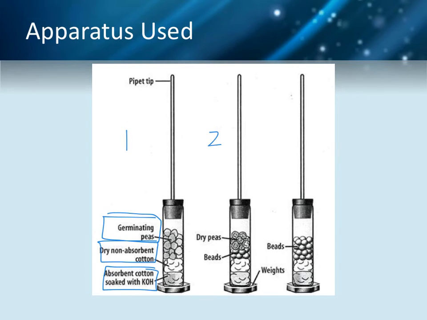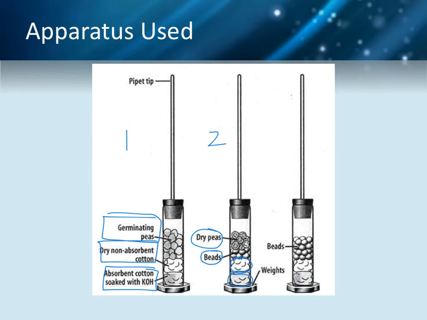Respirometer number two is going to have the same thing with its absorbent cotton and potassium hydroxide at the bottom, non-absorbent cotton next, some glass beads on top of that, and our dry or non-germinating peas, because remember we wanted to see germinating versus non-germinating peas.